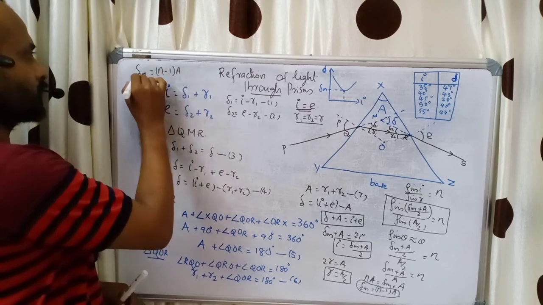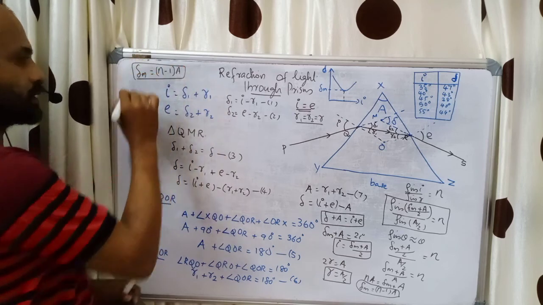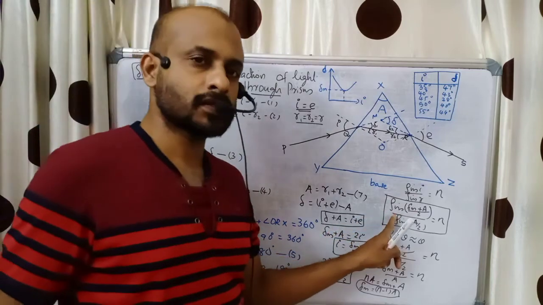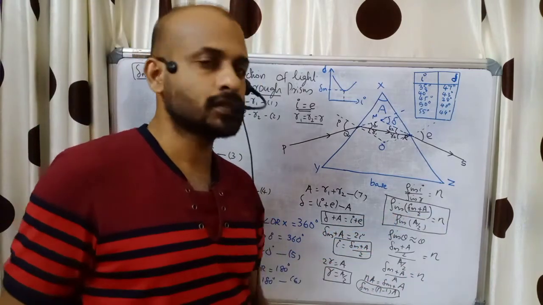For a general prism, we have the relation for refractive index: n is equal to sin of (A plus delta m) by 2, divided by sin of A by 2. This is known as the prism formula.